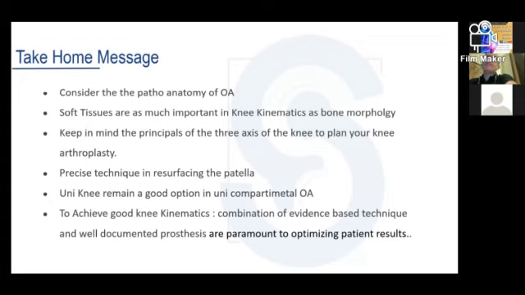Next, another question, Dr. Ahmed. Yeah, how to deal with flexed knee to restore the axis? Fixed. He said flexed knee. I don't know exactly what it means. Flexed knee. Is it a flexion deformity? I don't know.